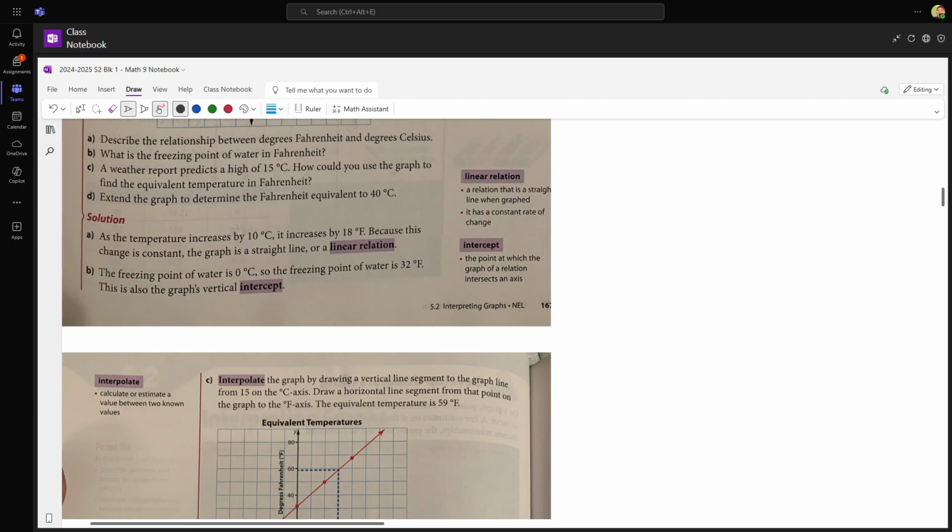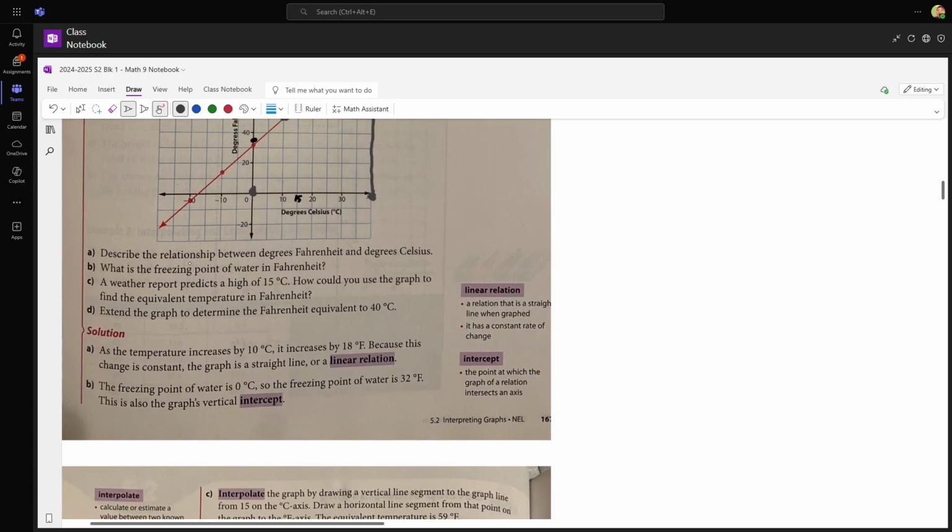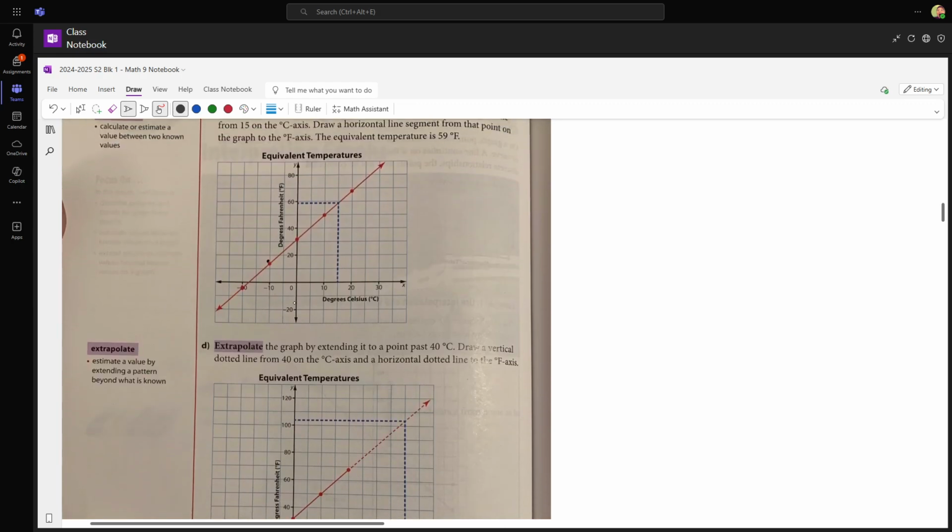There's a solution as the temperature increases, and so on. Yep, linear relation. Okay, cool. So interpolate the graph by drawing a vertical line segment to the line graph at the 15 degrees Celsius axis and draw a horizontal line segment from that point on the F-axis. So that's the way that you find the data or what it relates to, right?